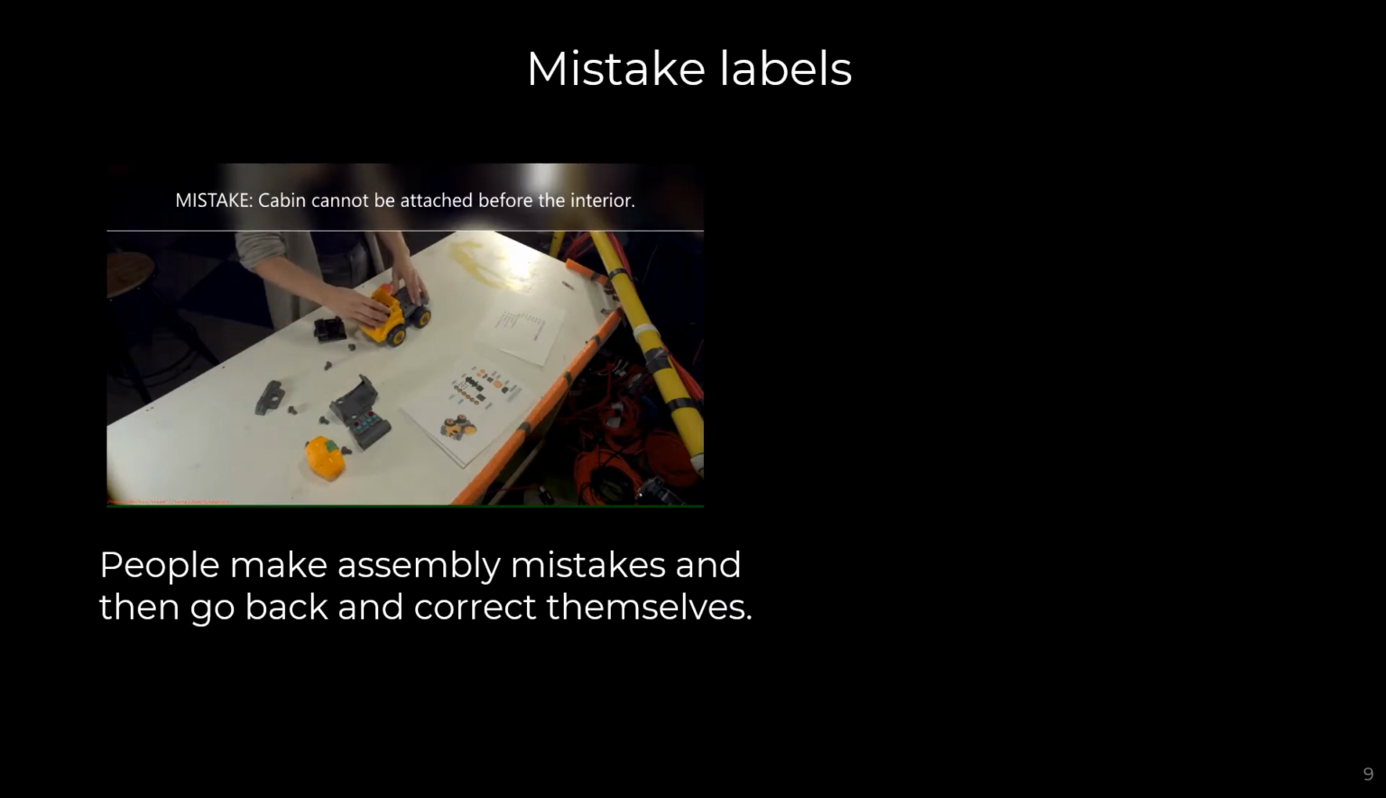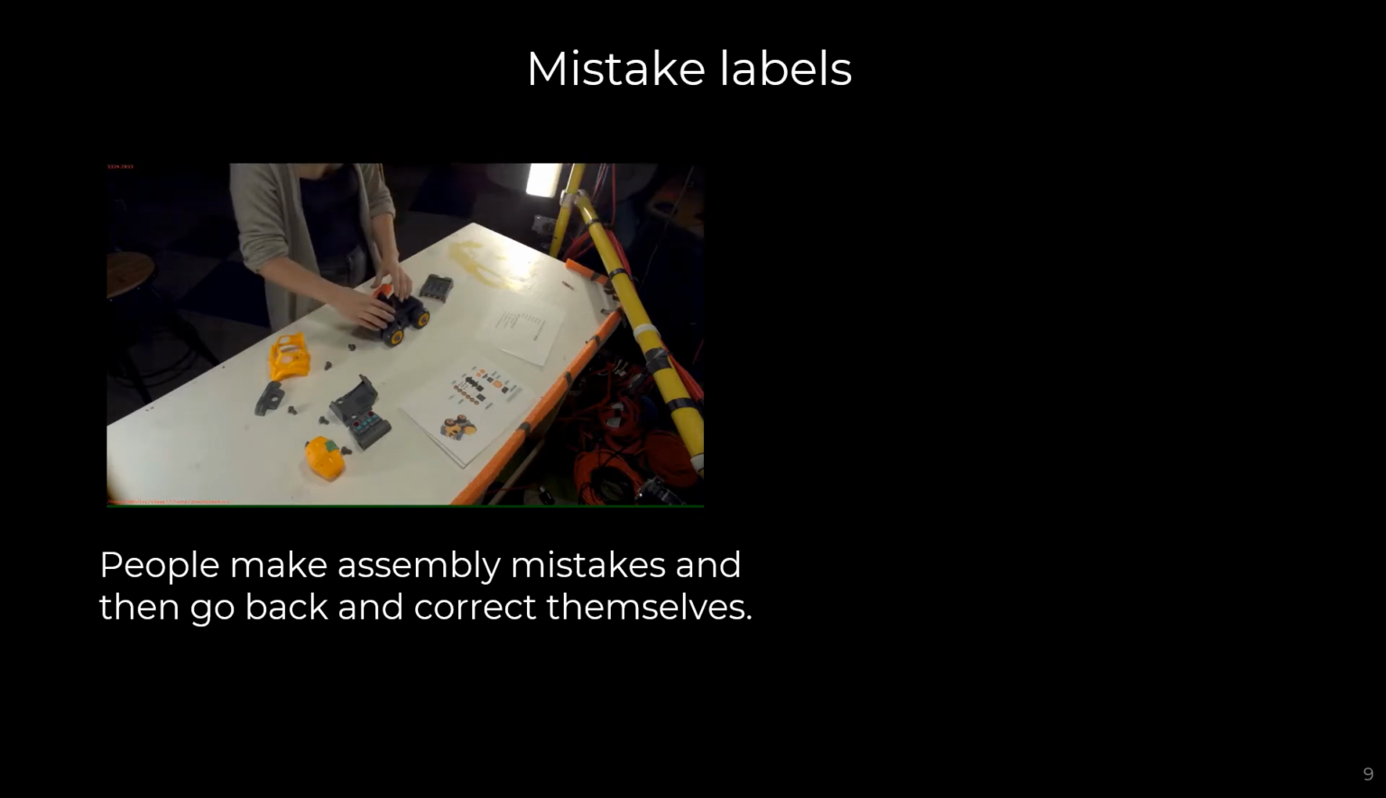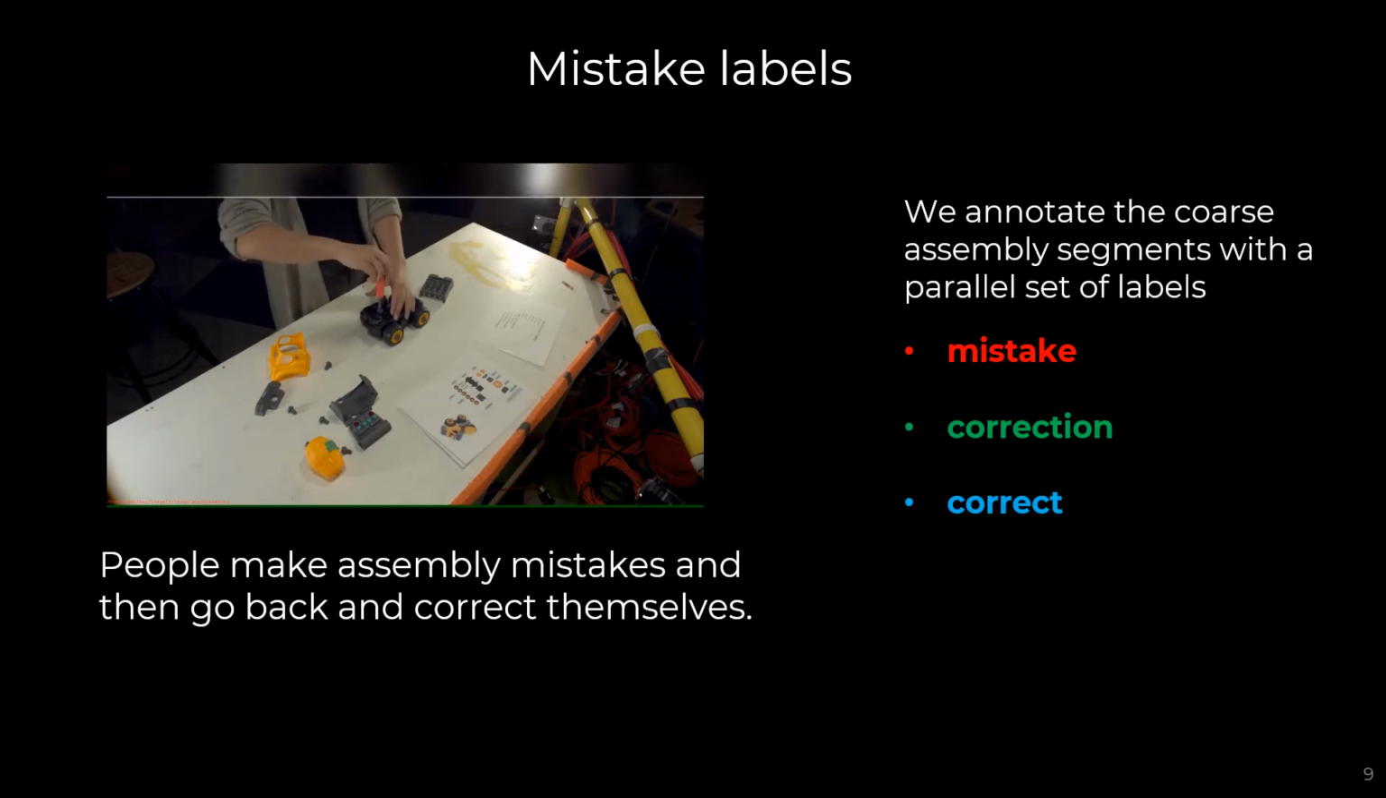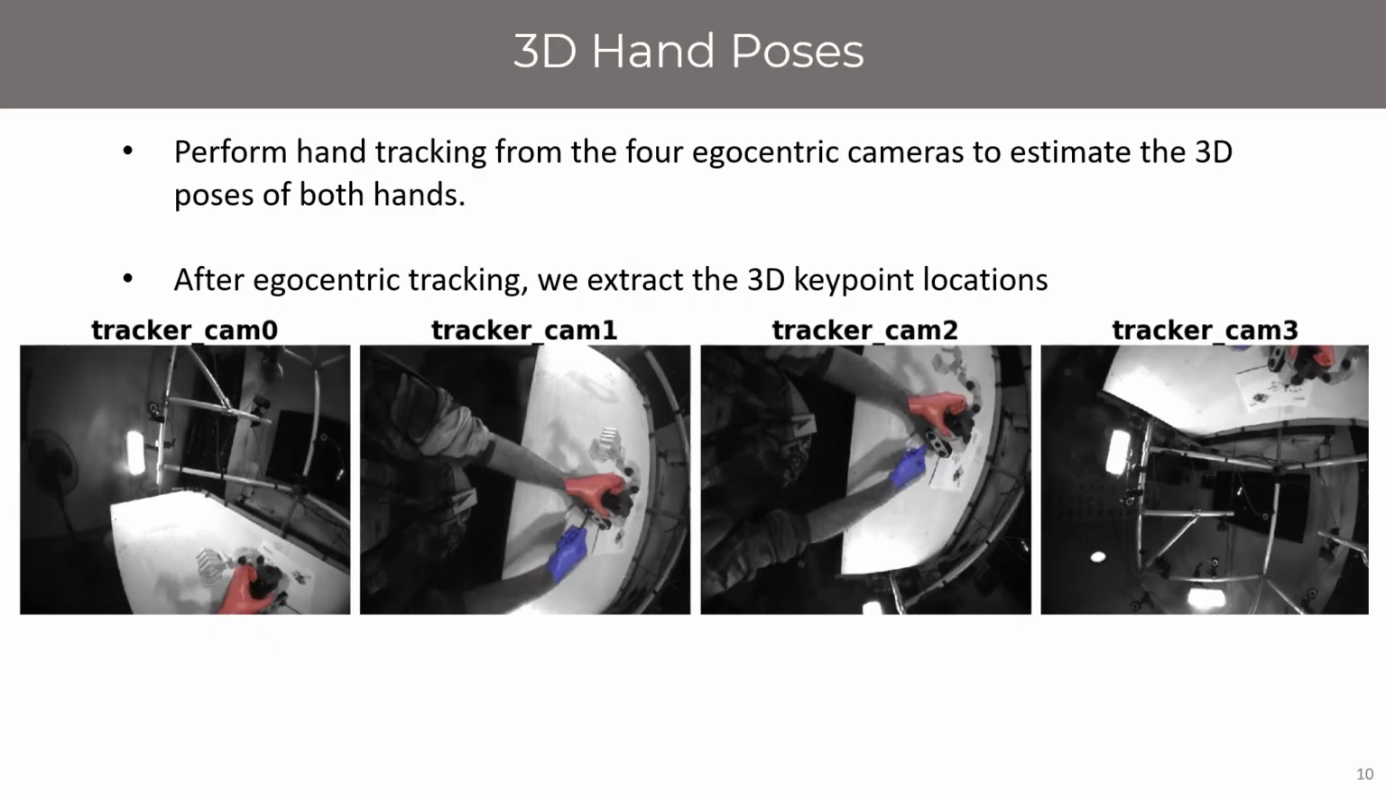What's really interesting about our dataset is that we have many instances where people make assembly mistakes and then go back and correct themselves. In our dataset, mistakes could be due to different reasons, such as wrong ordering of action sequences or wrong positioning of objects. Hence, we annotate the coarse assembly segments with a parallel set of labels. These are mistake, correction, and correct labels.